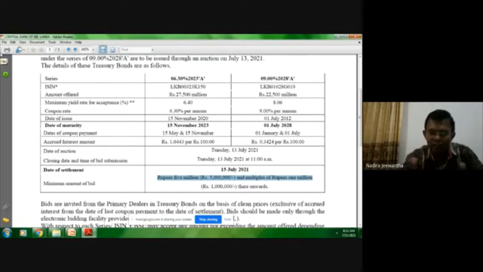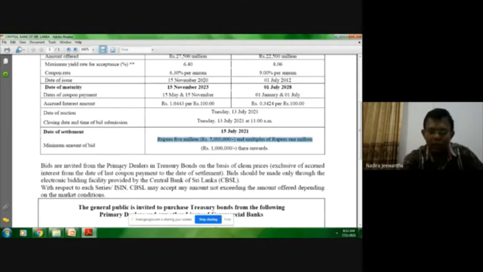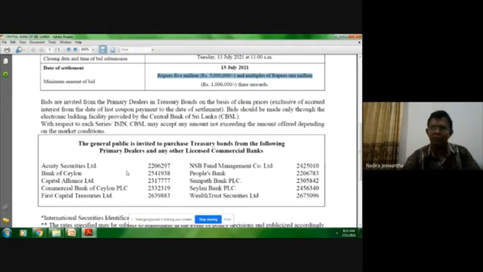Once this auction happens, say Equity Securities put a bid and they're successful. Okay, bids are closed now. Who is having the treasury bill? Equity has invested, so Equity is having the treasury bill. If I want to invest in a treasury bill, I should contact Equity or one of these 10 primary dealers and ask.